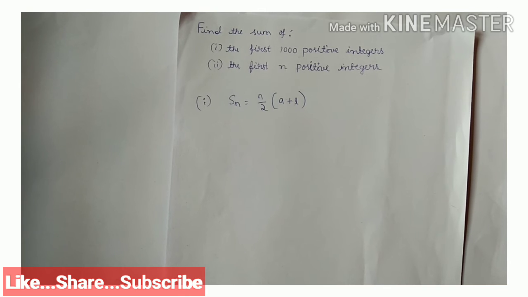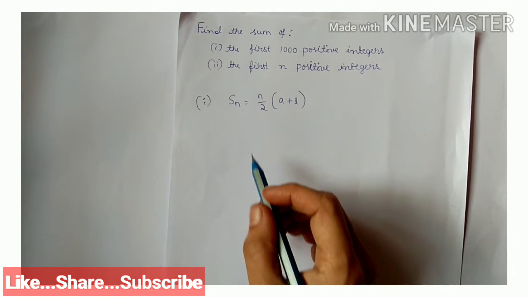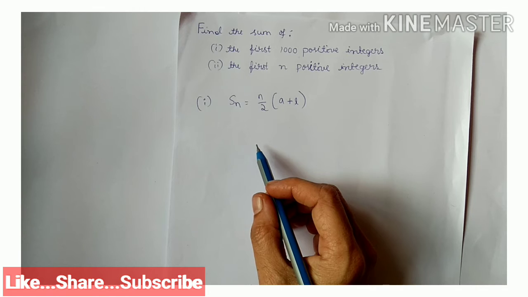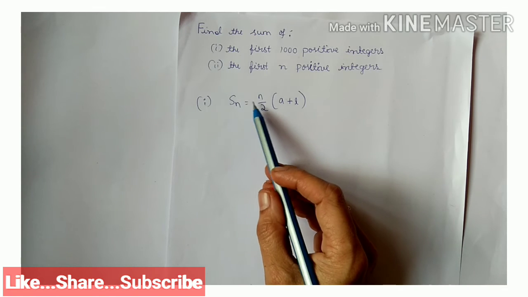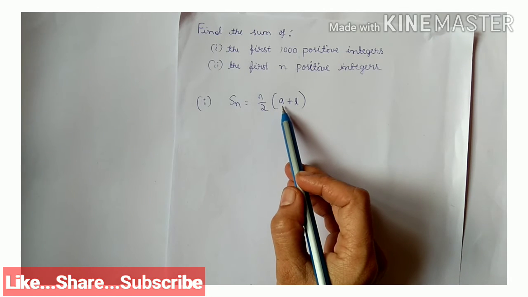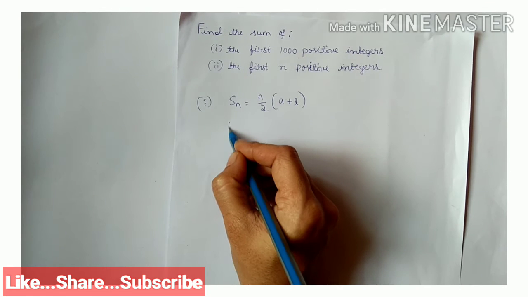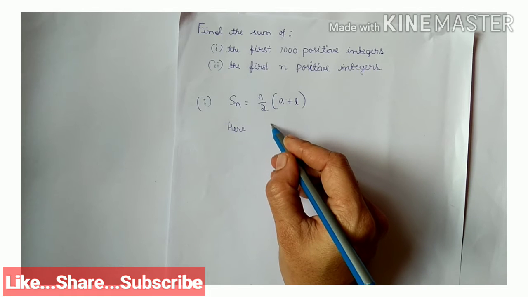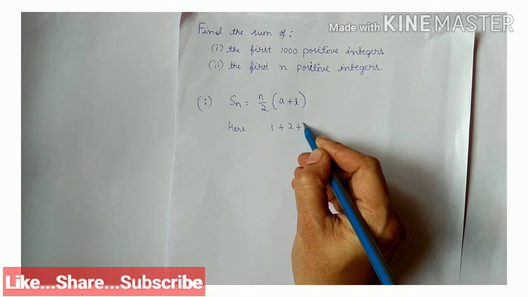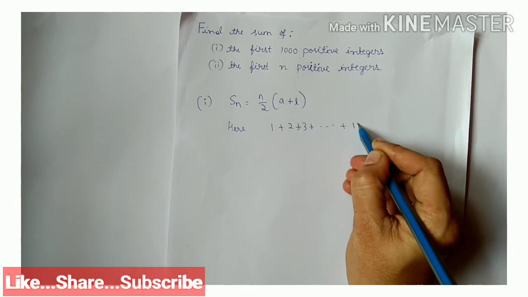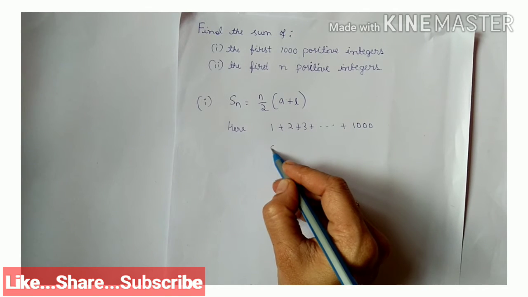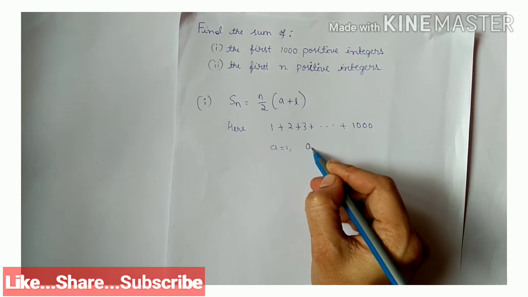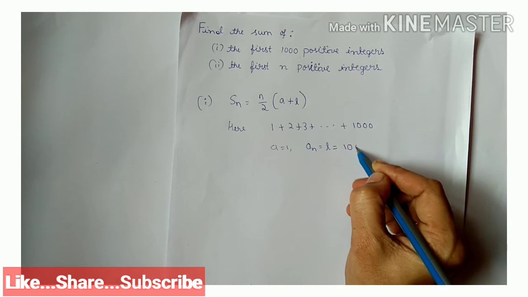Next example, find the sum of the first 1000 positive integers. Find the sum of the first n positive integers. First one, let us find the sum of the first 1000 positive integers using the formula Sn is equal to n by 2 (a plus l). Here the first 1000 positive integers are 1 plus 2 plus 3 up to 1000. In this, first term is 1, last term an or l is equal to 1000.